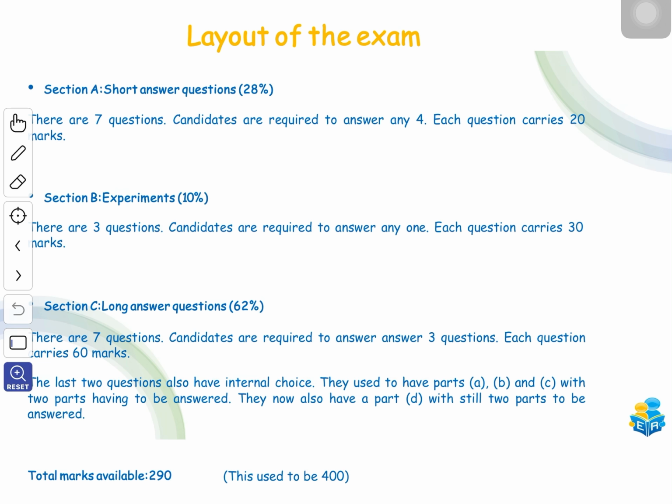Section B then is going to be the experiments. Again, there's going to be 3 questions. That's always been the case. You're only required to answer 1. It used to be 2, it's now 1, and each question carries 30 marks.